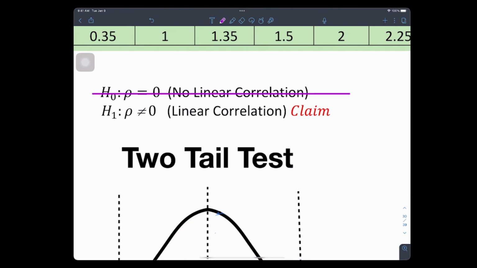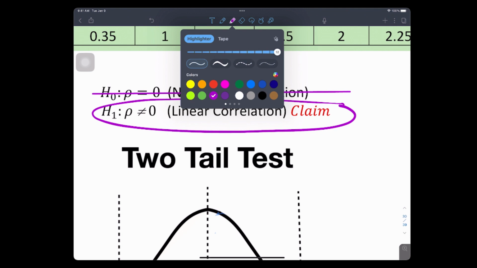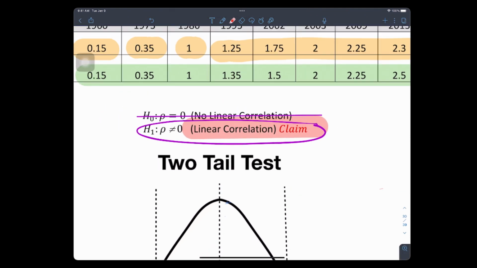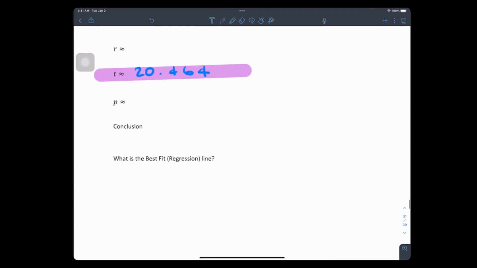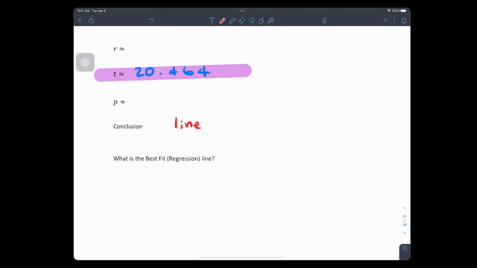Goodbye, null. If you reject the null, what do you guys accept? The alternate happens to be the claim. And what's the claim again? There is a linear correlation. So your conclusion is going to be that you have a what? A linear what? Correlation. There it is.